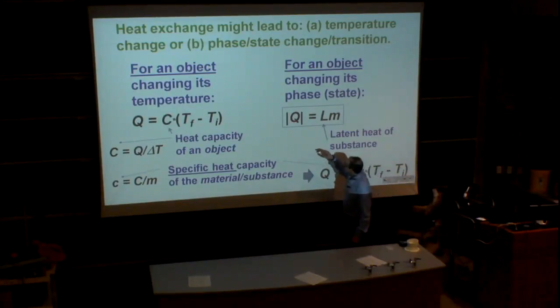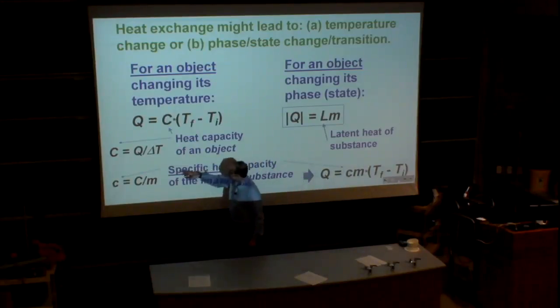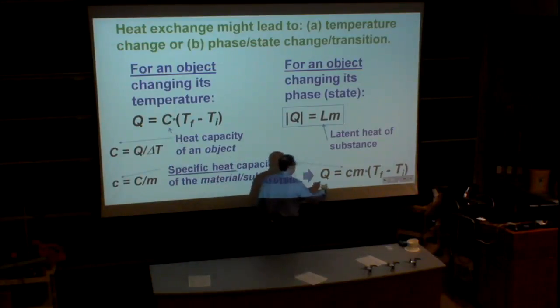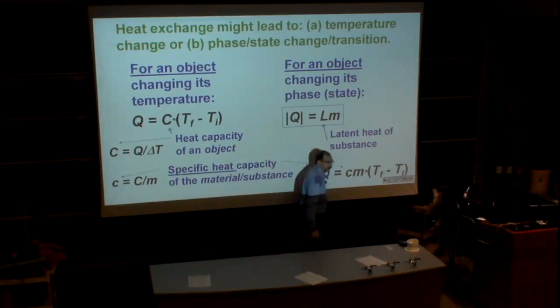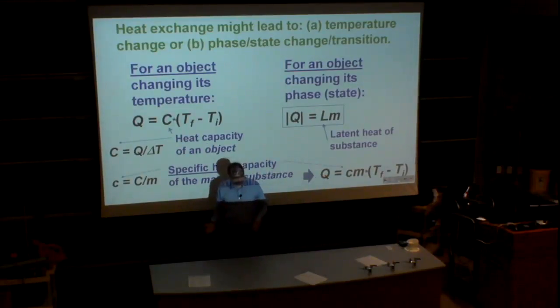But this product of a specific heat of a material and the mass of that object also has a name, heat capacity, or capacitance, people say differently, of an object. So there's a little linguistic difference between calling little c and big C. This is a feature of a material, of matter. This is a feature of an object.